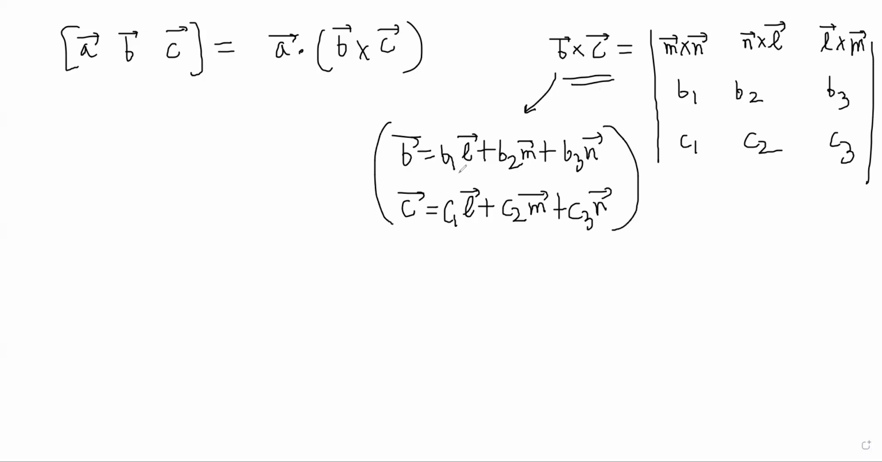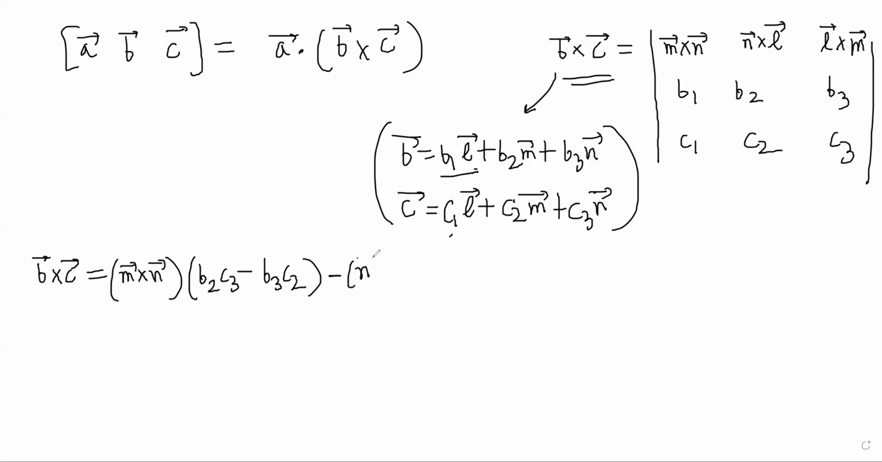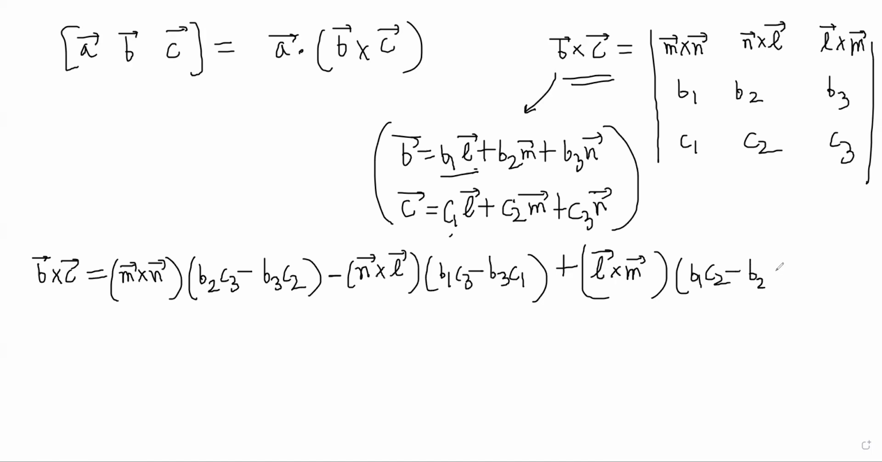How do I calculate it directly? You will just do this cross this, cross this, cross this, and all 9 terms. 3 of those terms will vanish and you will end up with 6 terms. And finally, you can prove that B cross C will come out to be equal to M cross N multiplied by (B2 C3 minus B3 C2), minus N cross L, and here you have (B1 C3 minus B3 C1), plus L cross M, and you have (B1 C2 minus B2 C1).